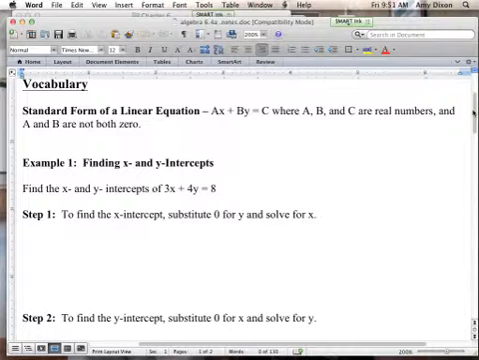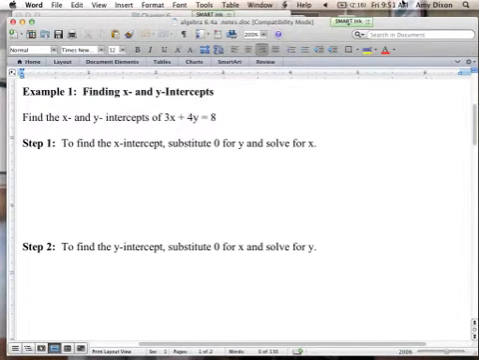When it's in standard form, we have another way to graph. Rather than finding the y-intercept and then using the slope, the rise over the run, we have another way to graph. It's called finding the intercepts. We're going to find out where the graph crosses the x-axis and where it crosses the y-axis. Then we can put those on the graph and connect the dots. All right, so our first equation is 3x plus 4y equals 8.